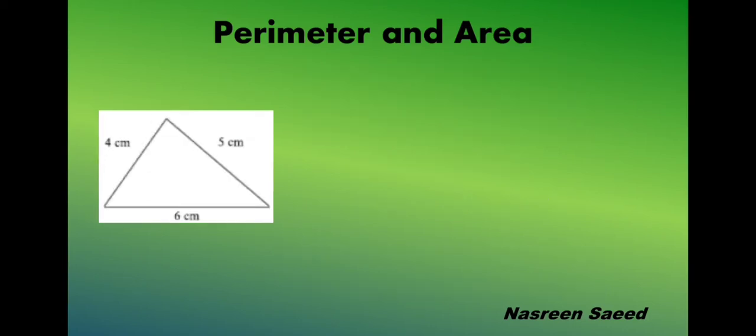Okay. Now, next picture. Now, what is given over here? Yes, it is a triangle. The sides of the triangle here are 4 centimeter, 5 centimeter and 6 centimeter long. Let us find out the perimeter of the triangle.